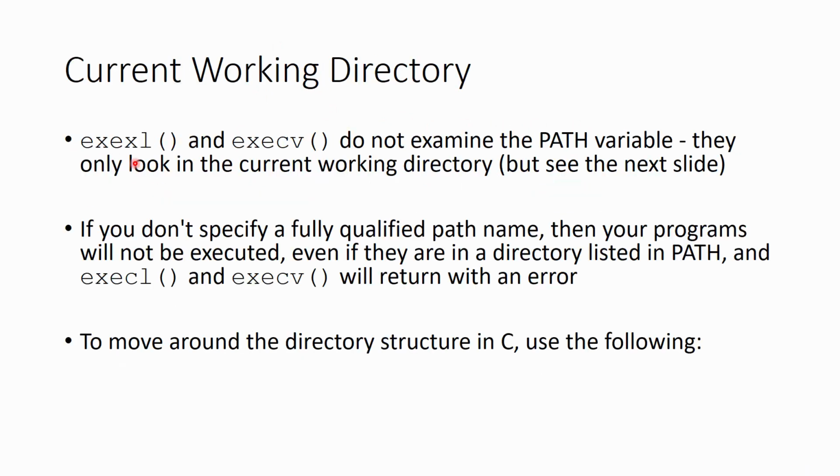Okay, so the current working directory in regards to this exec family. execl and execv don't actually examine the path variable. They only look in the current working directory. There's a way around that coming up in the next slide, but they're not going to examine what the path variable has in there. So if you don't give it a fully qualified path name, then your programs are not going to be executed, even if they are in a directory that's in your path environment variable.